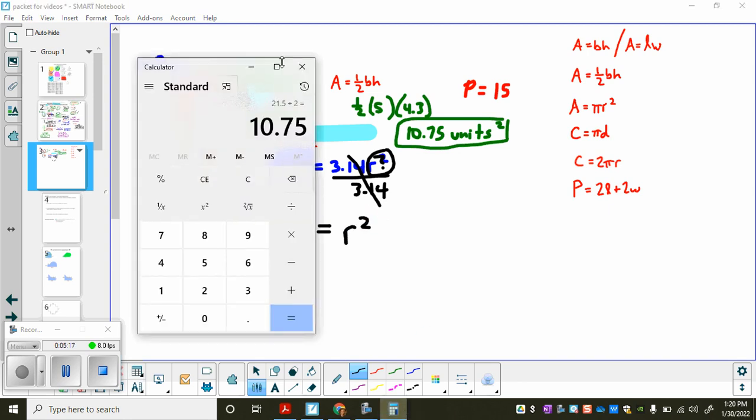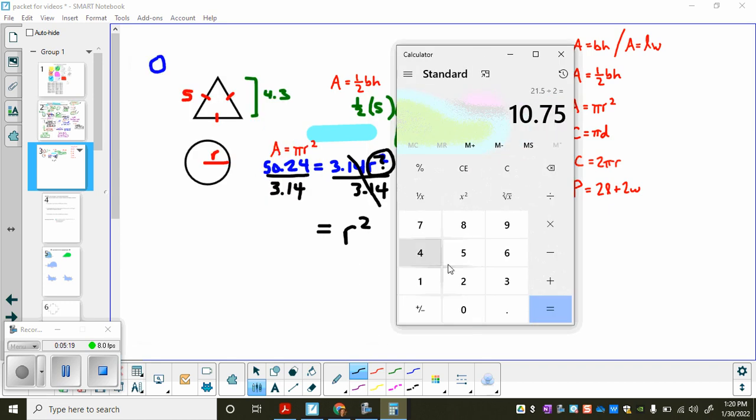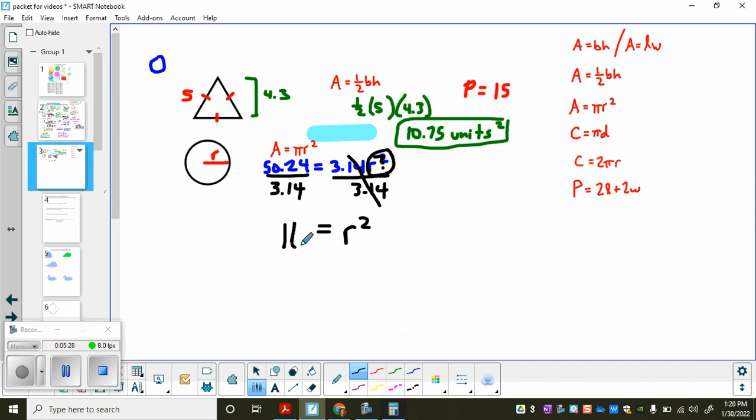So using a calculator, we can simply do 50.24, the area, just divide it by 3.14, and we know that this is now r squared. 16 equals r squared. Well, if some number squared is 16, I can simply take the square root and now tell ourselves that the radius has to be a 4. So we just found the radius. Okay, we just found the radius is a 4.